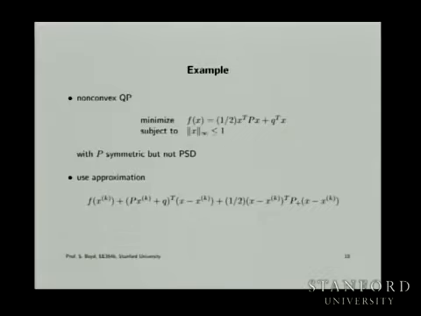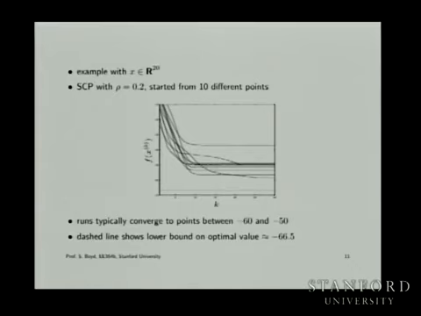But now here P is symmetric but not positive semi-definite. By the way, if P is positive semi-definite, this is a convex problem and it's completely trivial and you get the global solution. So it's only interesting if P has a couple of negative eigenvalues, or actually one will do the trick. So we're going to use the following approximation. This is the Taylor expansion, but we truncate it: we remove the negative part of P, because that would contribute a negative curvature component. Okay? So here's an example in R^20.